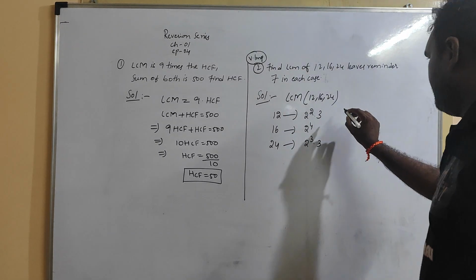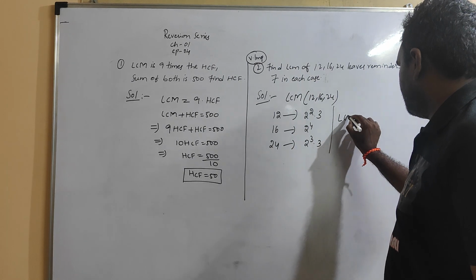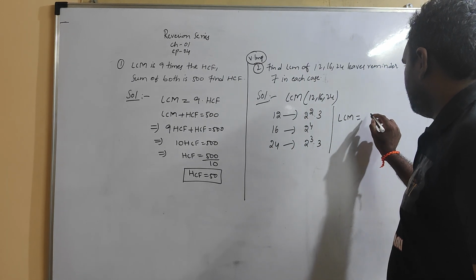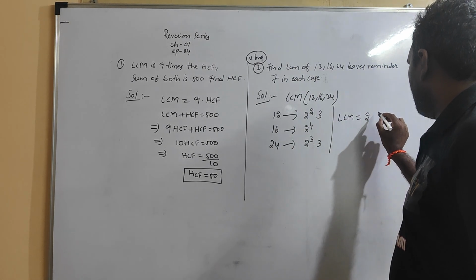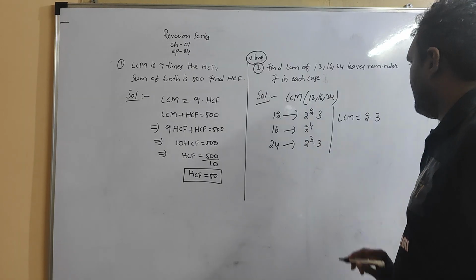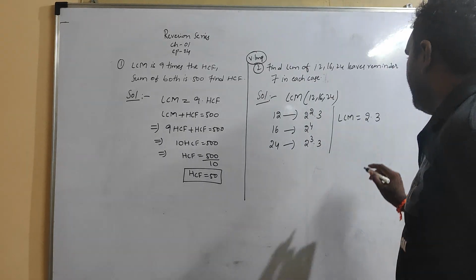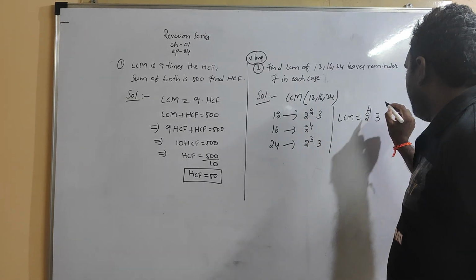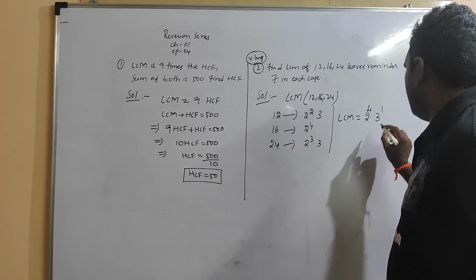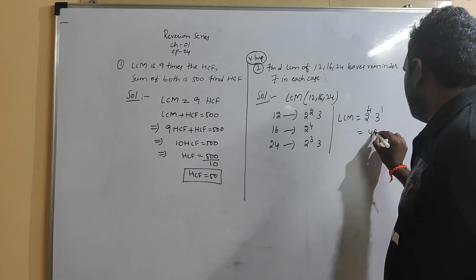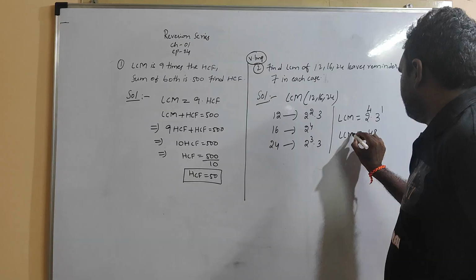What will be the LCM? See the common bases first. Common base is 2 and non-common base is also there, which is 3. Then highest power of 2 is 4. Highest power of 3 is 1 only. So 16 times 3 is how much? 48 will be your LCM.